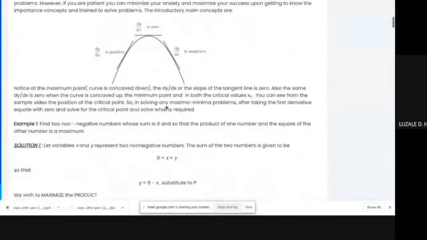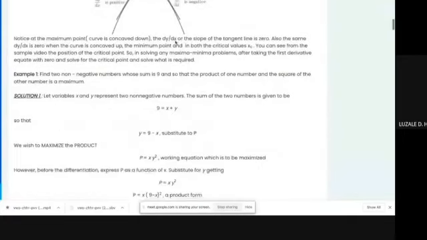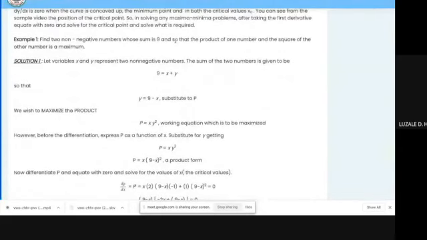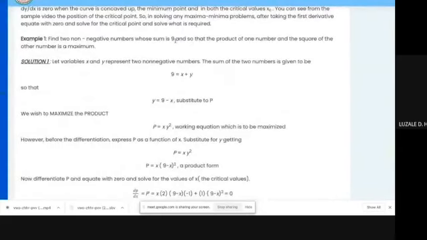So this is further illustrated by this one. And so we will apply this in a problem. Problem here: find 2 non-negative numbers whose sum is 9, and so that the product of one number and the square of the other is maximum. Now reflect on this.